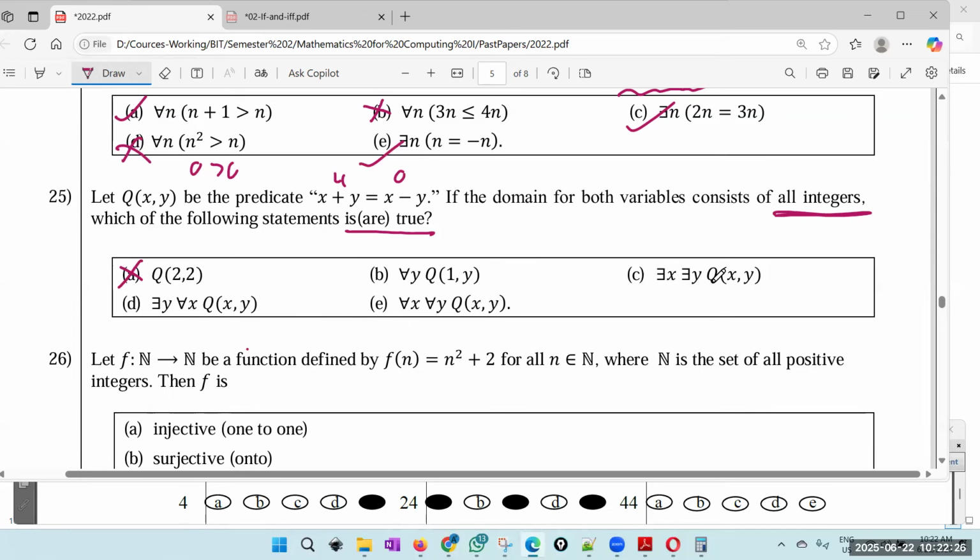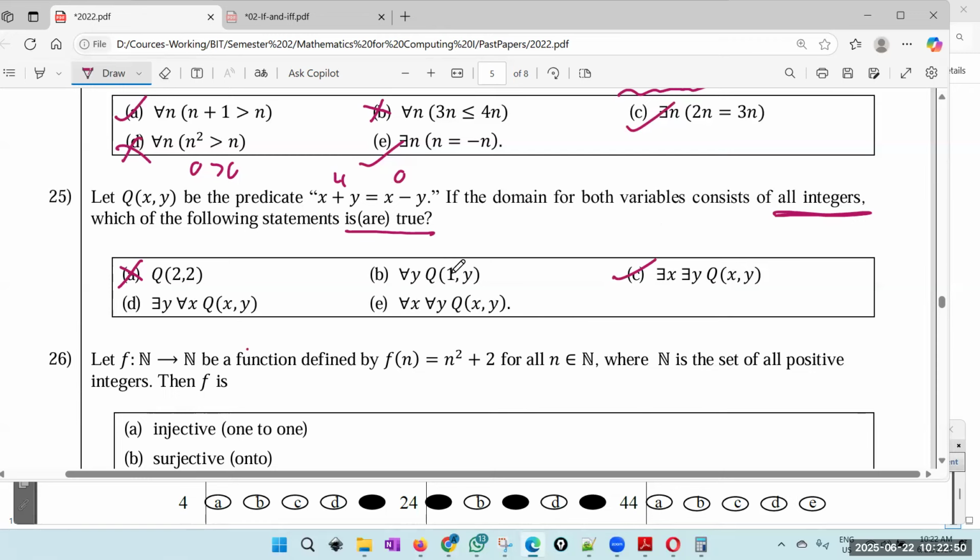There exists x, there exists y, Q(x, y). Yes, because it's integers: 0 plus 0 is equal to 0 minus 0. I just need one value for x and one value for y from the integers. I'm just looking for that because then I can mark this in my answer sheet and maybe get some marks. So what about this?